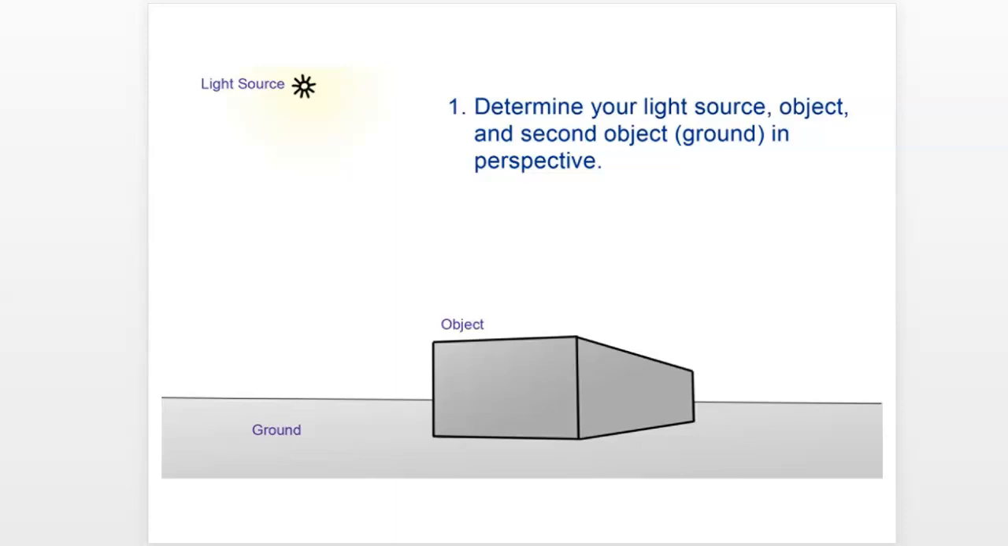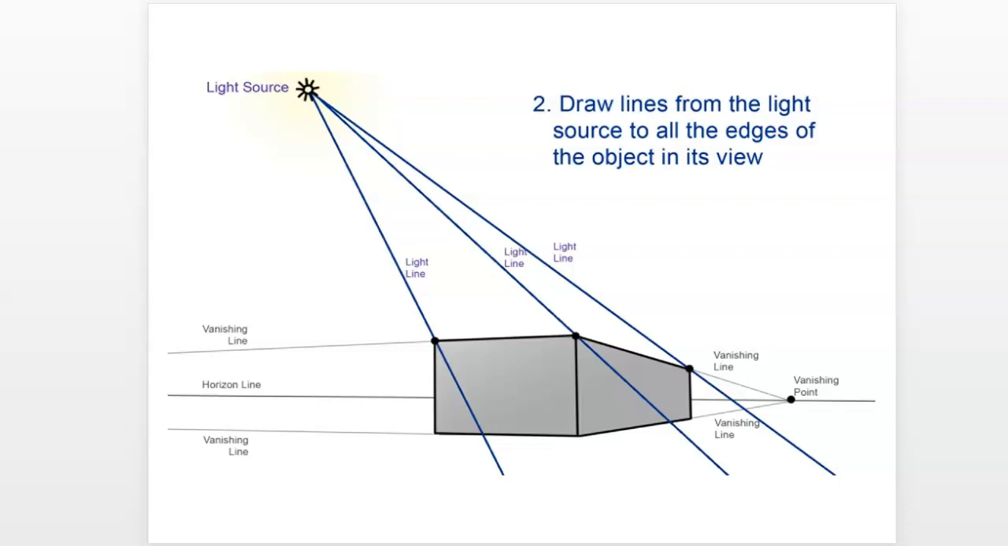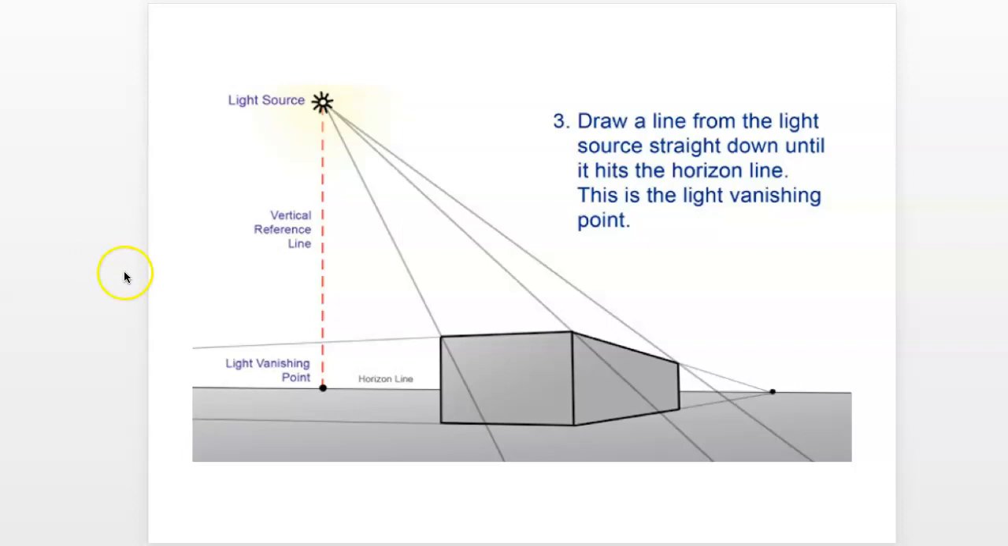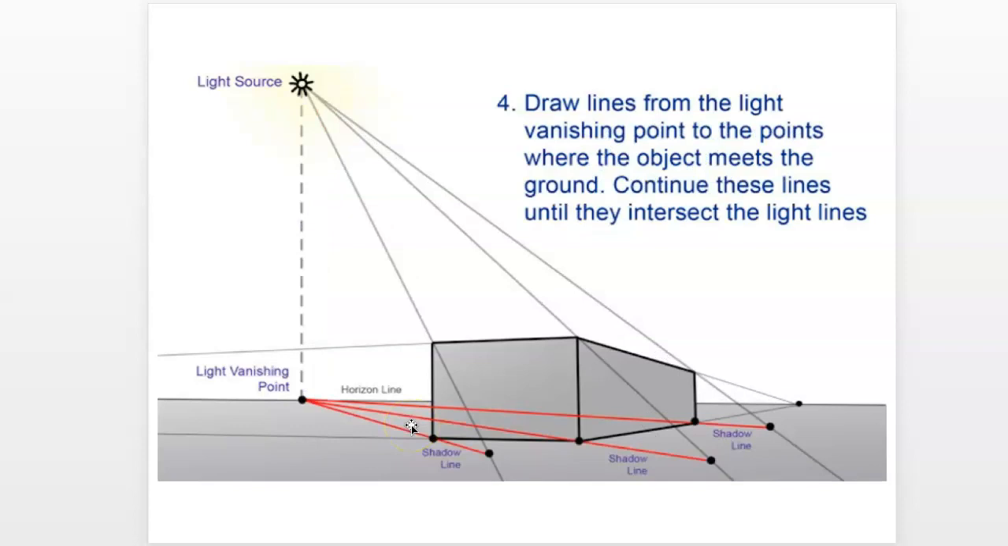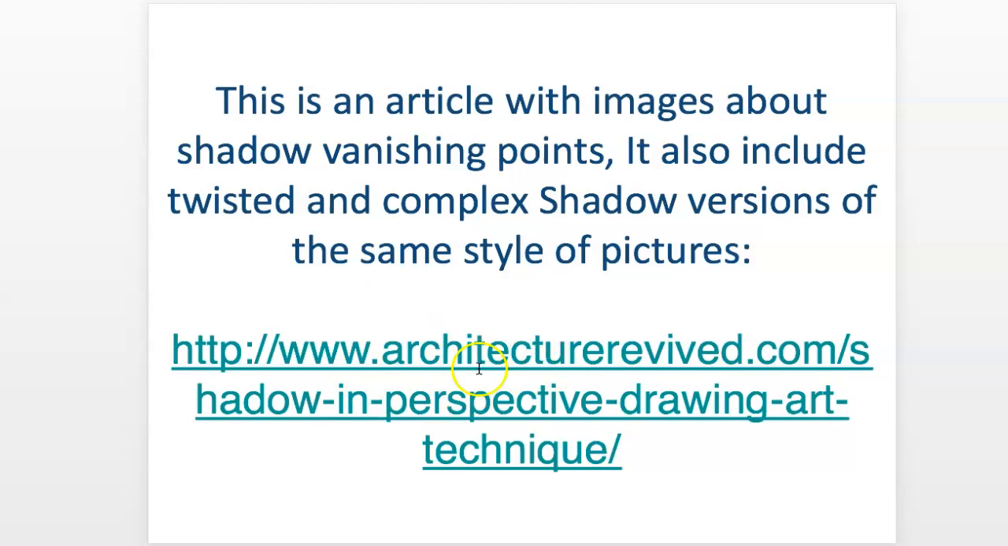when you go to shade it, the light source would be its own vanishing point above the ground. And you would do this type of stuff with the same idea. You pick the light source, you have light lines, and they create their own shadow vanishing points. There's a reference for the light on the horizon line. It's called a light vanishing point, and you can figure out shadows and fill them in. It's pretty interesting. You could go to this article about it.